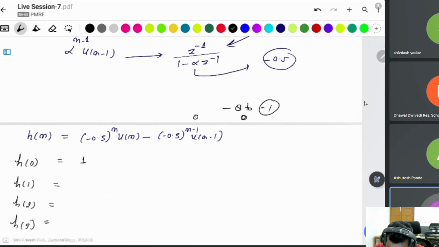Second thing, at n equal to 1: minus 0.5 to the power of 1, minus of minus 0.5 to the power of 1. This value is minus 0.5, then this value is 1, and this value is minus 0.5. The whole value is minus 1.5.